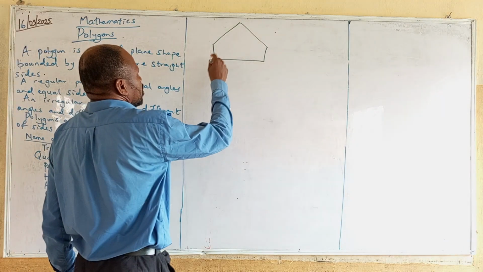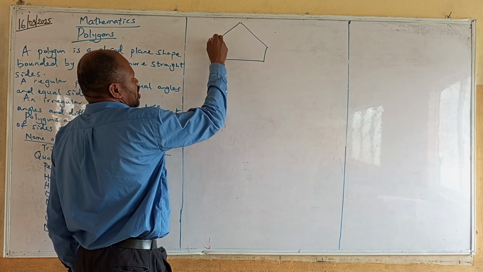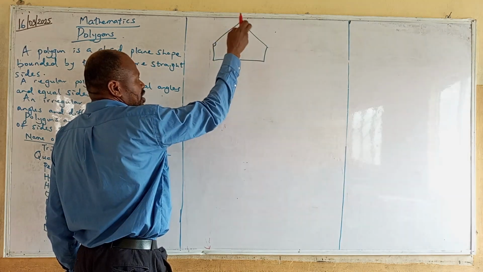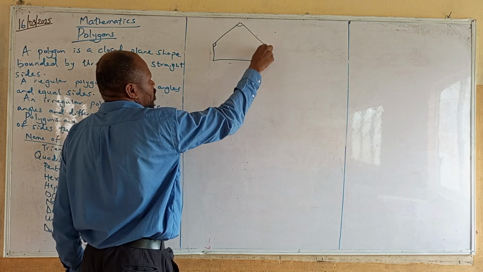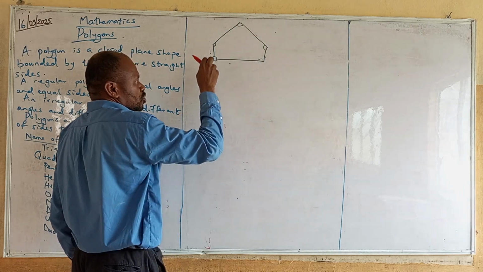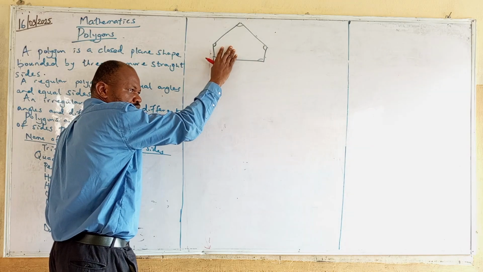Now, this is a polygon, and let's check the name of this polygon. Let's count the number of sides: 1, 2, 3, 4, 5. And if you also count the number of angles, you realize that it is 5. So this is a pentagon.